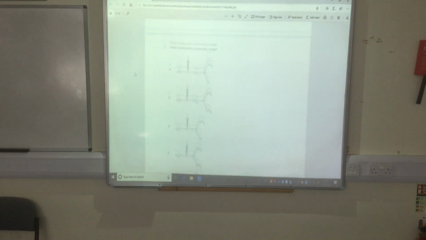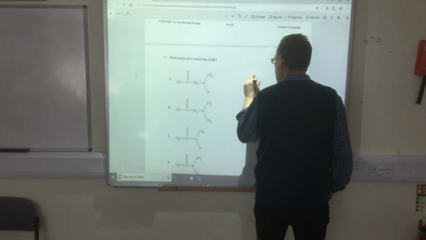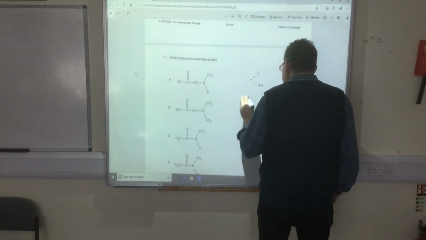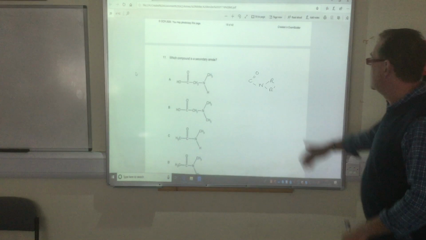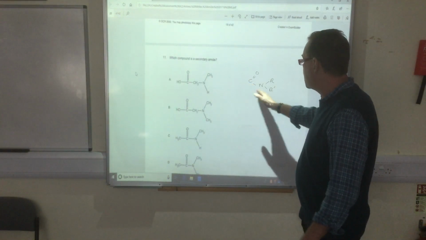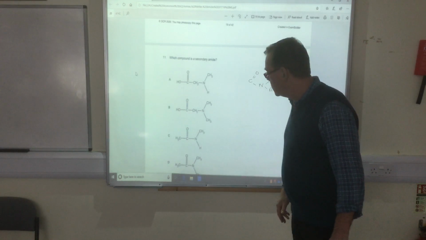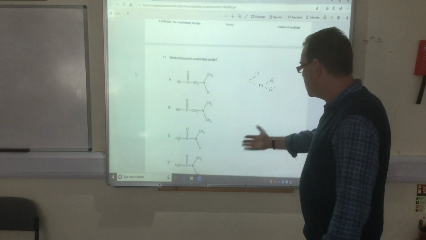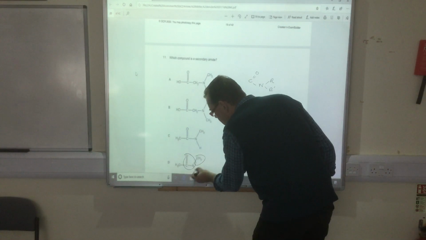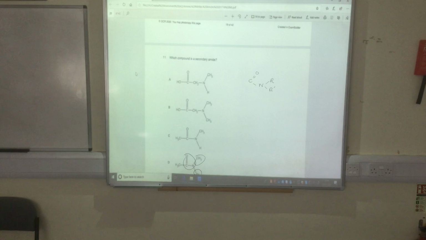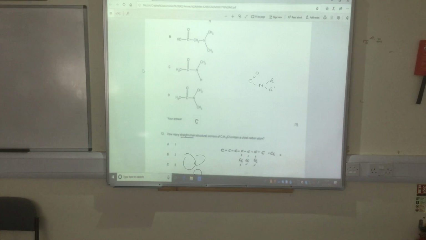Which compound is a secondary amide? I've no idea. Secondary amide. So we're talking about this, aren't we? R dash, there it is, look. No, because I need an amide link. No amide link here, no amide link here. D, isn't it? D, secondary amide, amide link. Sorted. So I put C down and it's D. Surely. I don't know.